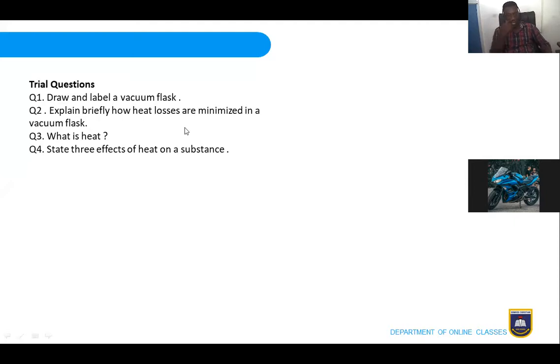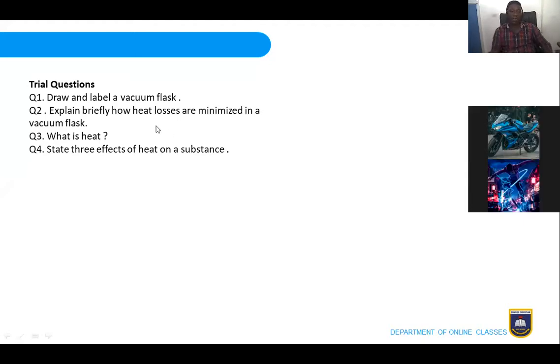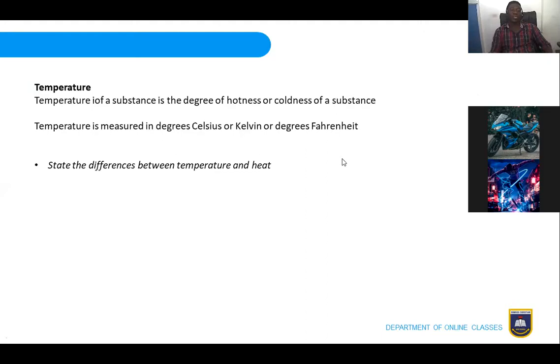Because the second question states: explain briefly how heat losses are minimized in a vacuum flask. So the importance of the various parts in minimizing heat loss. And also what is heat, you must know it. That's what we did first. And state 3 effects of heat on a substance. These are all past questions that are placed over there.